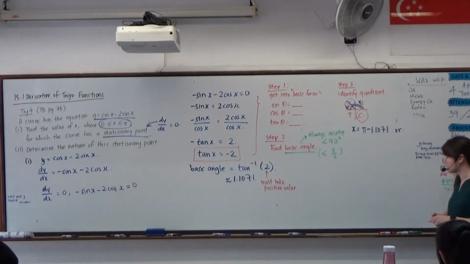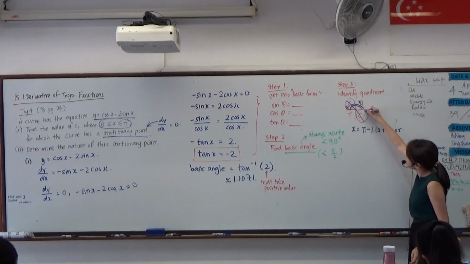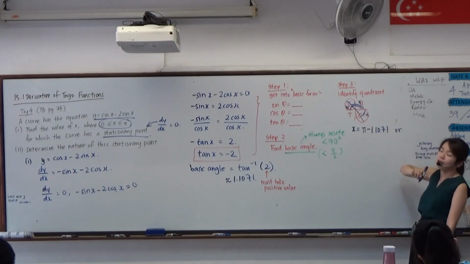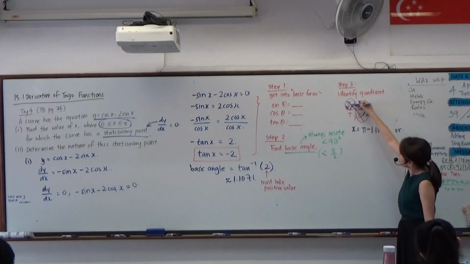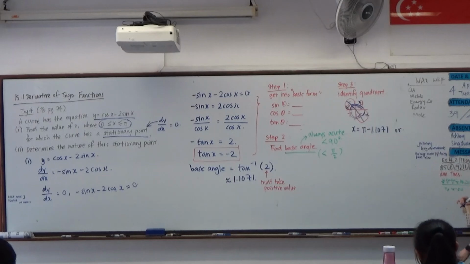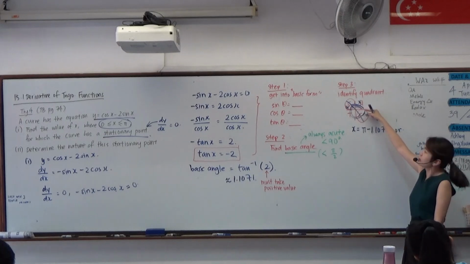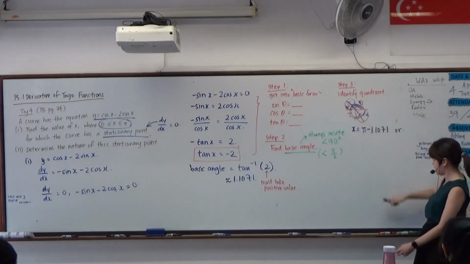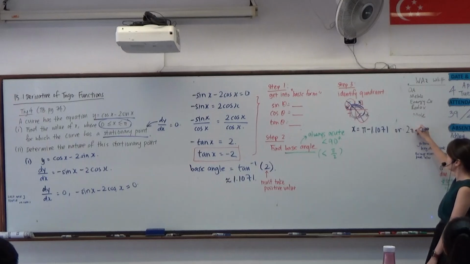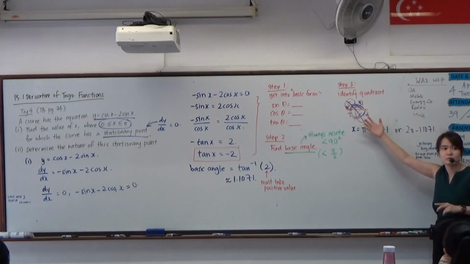Then the fourth quadrant angle. Looking at this, the basic angle is over here. Your angle x is actually one whole round here like that. And then we will have 2 pi minus the basic angle. In other words, 360 degrees minus basic angle. So 2 pi minus 1.1071.